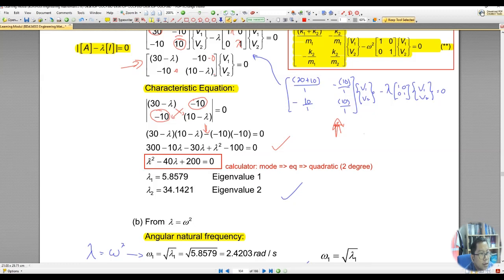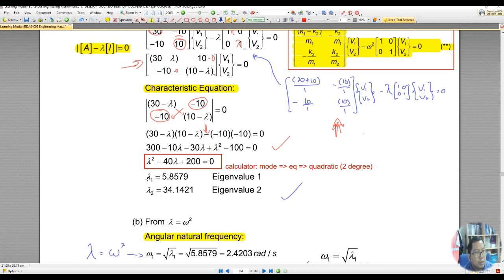The final equation is eigenvalue lambda power of 2 minus 40 multiplied by lambda plus 200. From this, 300 minus 100 is equal to 200. And then you can use a calculator. You press the mode, then you press the equation, you select the equation, and then you select the quadratic, 2 degree. I will show you in the class during the tutorial later on.